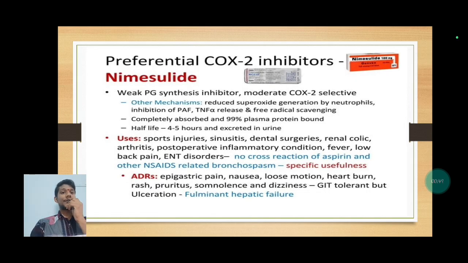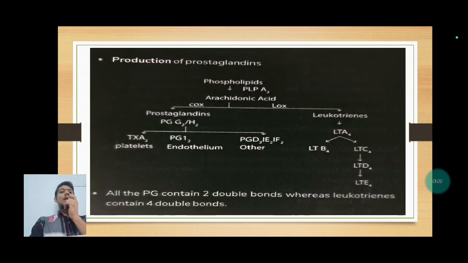These are the preferential COX-2 inhibitors. Before starting that, what are the COX-2 inhibitors? We will see. Production of prostaglandin: we know prostaglandins are formed from phospholipids. Phospholipids are converted into arachidonic acid, and then with cyclooxygenase they are converted into prostaglandins.